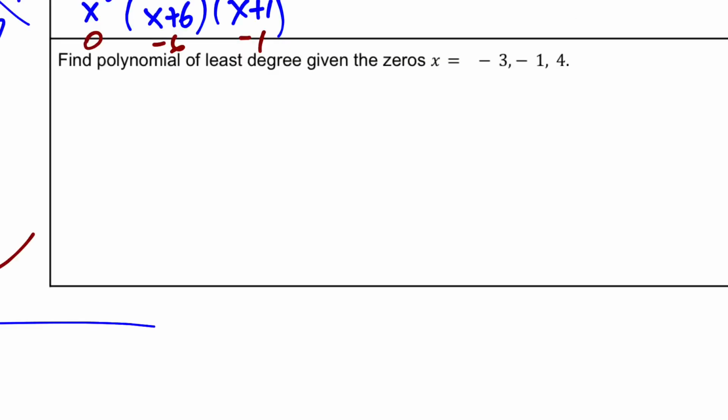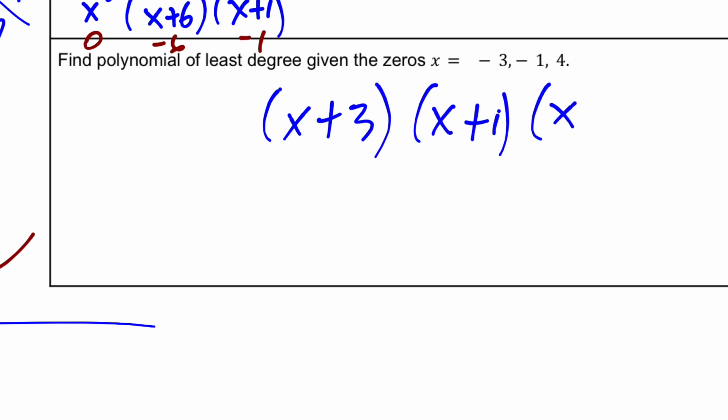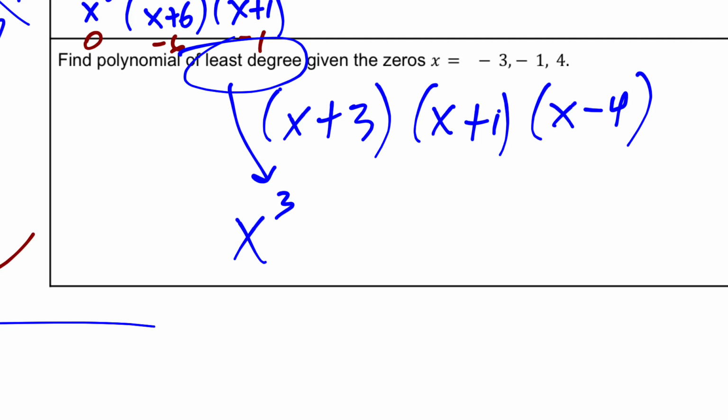For this last one, with these zeros, they have the factors of x plus 3, x plus 1, and x minus 4. So if I was to multiply all of those, it's for sure going to have an x cubed. So the least degree possible is going to be 3.